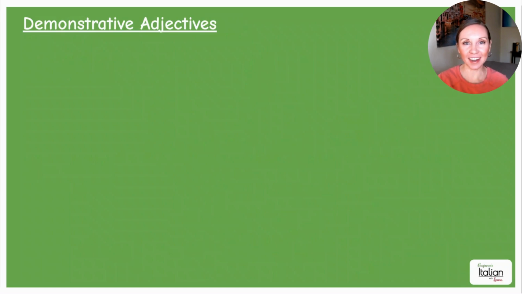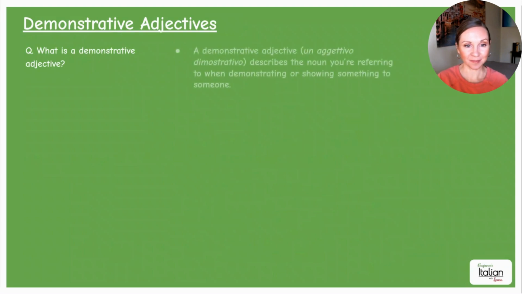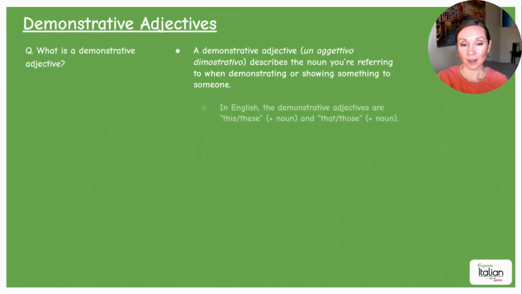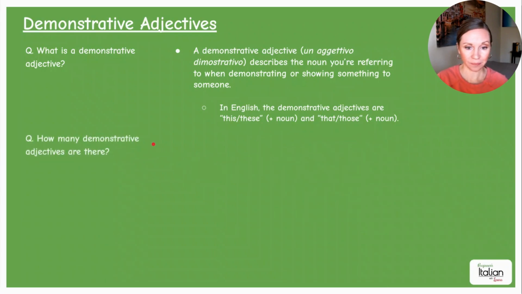Okay, demonstrative adjectives. What is a demonstrative adjective? A demonstrative adjective, or un aggettivo dimostrativo, describes the noun you're referring to when demonstrating or showing something to someone. Okay, so in English, the demonstrative adjectives are this or these plus a noun, and that or those plus a noun.